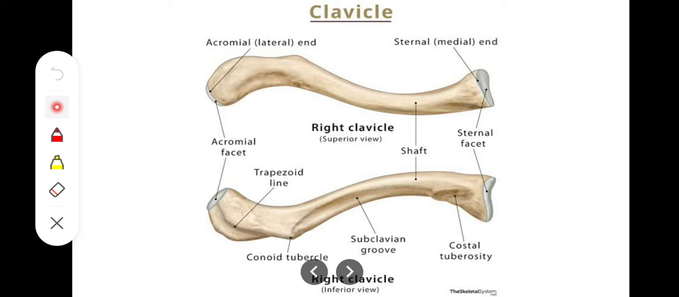By this we will be identifying the right one from the left one, right? We'll see that a smaller head, the sternal head, is present medially, while a larger, quadrangular-shaped head is present laterally. It is also called the acromial head. Why? Because it comes in contact with the acromion process of the scapula to form the acromioclavicular joint, while the sternal head comes in contact with the manubrium sterni to form the sternoclavicular joint, right? These are the main features of the clavicle bone, and we will identify the right one from the left one in this way.